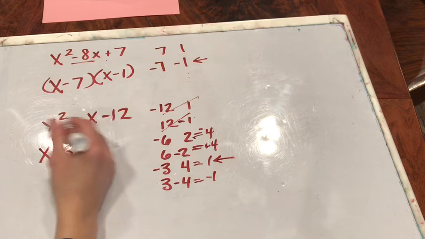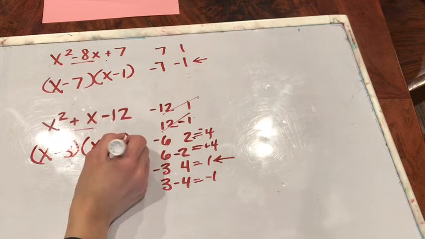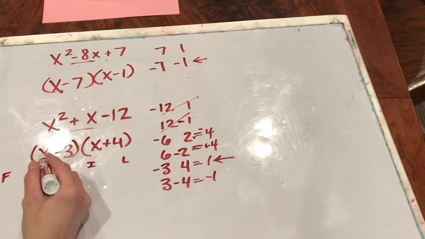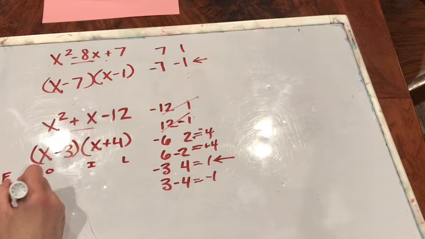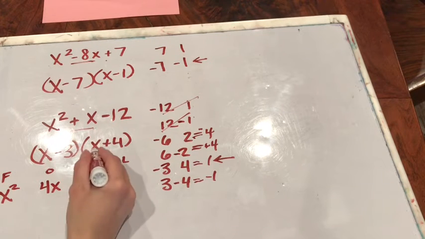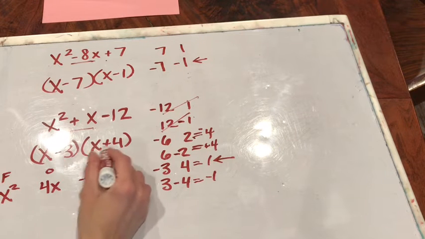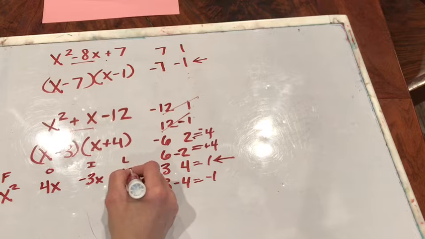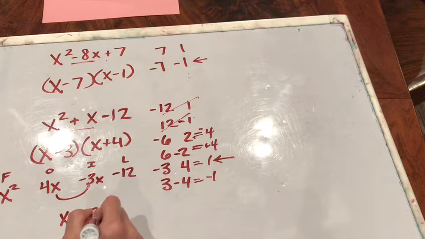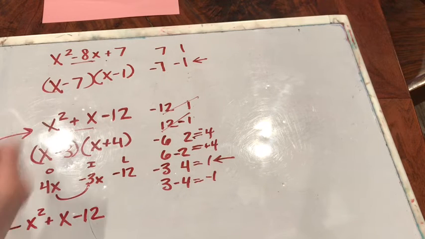And then because I have no coefficient, it makes it pretty easy to put it in. Remember that we can always check by foiling or distributing through. So my first one is an x². My outside is a 4x. My inside is a -3x. And my last ones are going to be that -12. When I add these together, I'm going to get a +x. And then I do indeed have what I started with.